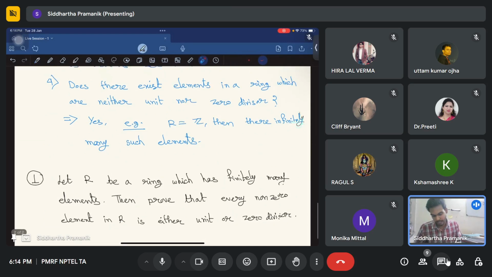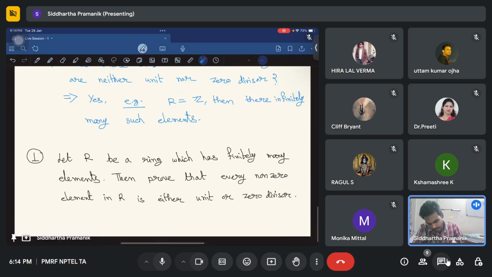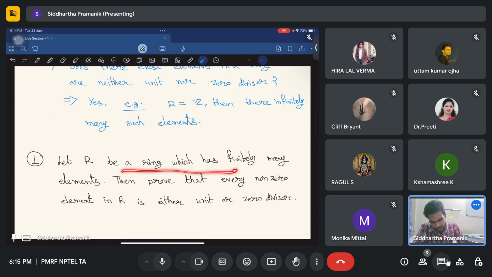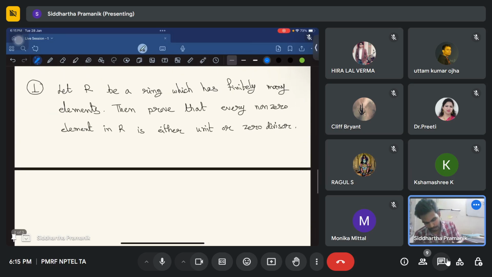First, I have mentioned that there are rings in which we can find non-zero elements which are neither unit nor zero divisor. But now I am saying that in a finite ring that cannot happen. So in a finite ring, every non-zero element is either a unit or a zero divisor. So I hope you have understood the statement. So let's see a proof of this.